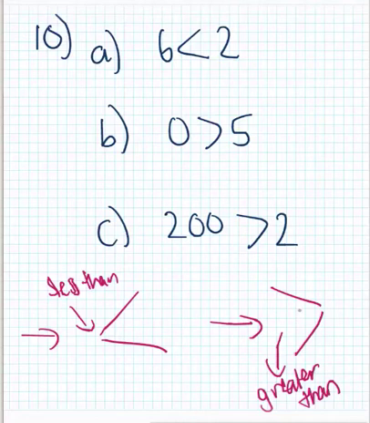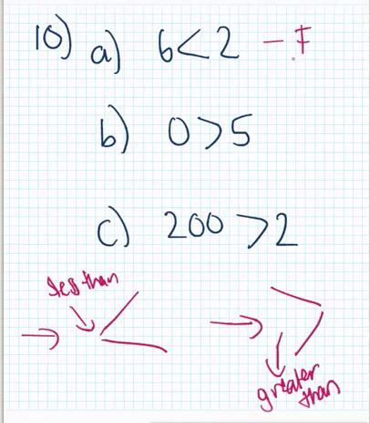So to read these questions, let's see. 6 is smaller gap first. 6 is smaller or less than 2. Is that true or false? For these questions, we have to write true or false. Is 6 smaller than 2? No, so that is false. We know 6 is greater than 2.